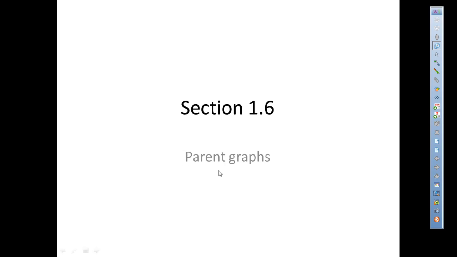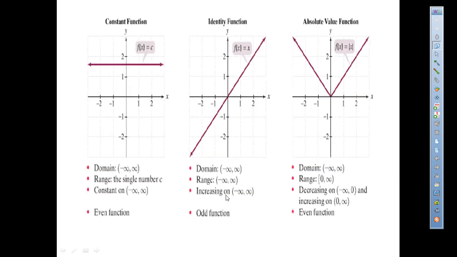And with section 1.6 we're going to talk about parent graphs and transformations. First thing you need to know is what the parent graphs are. And here are 3 of the 6 major parent graphs that you're going to need to know. And they are the constant function, the identity function, which is just the linear function, the absolute value function. Now you do need to know what these properties are.